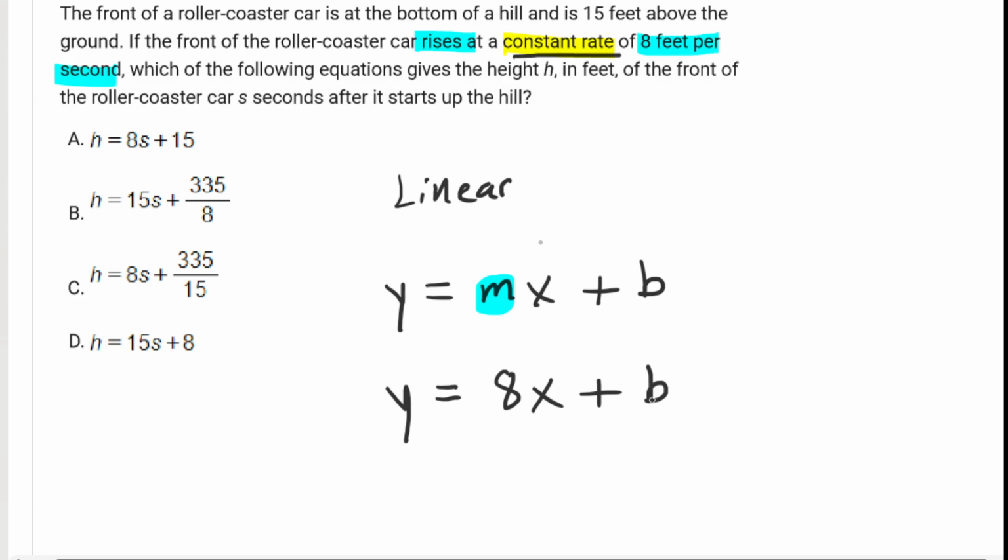So again, a key point is that when you see a quantity changing, then that's going to be the slope. In this case, 8 feet per second is the slope. Now, they're not actually using x in this situation.